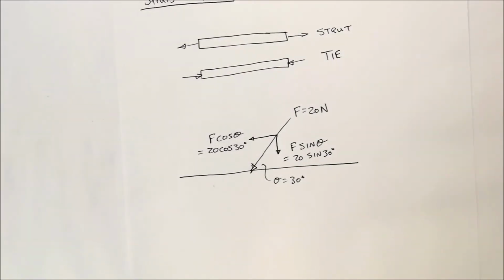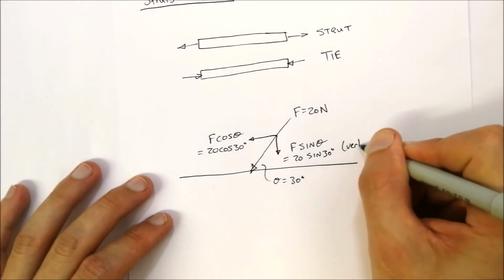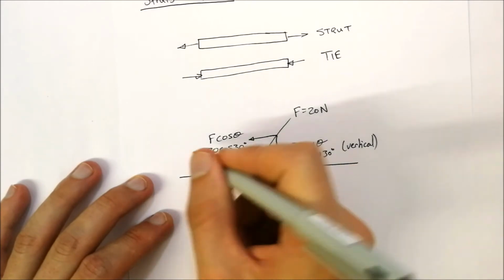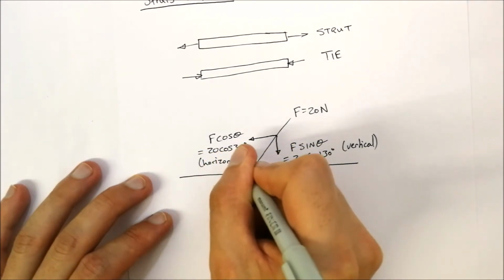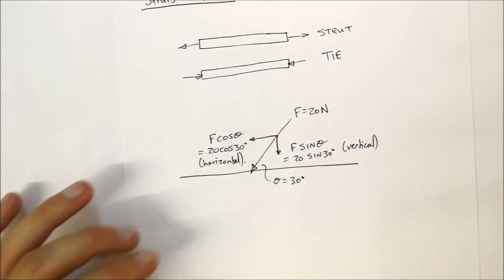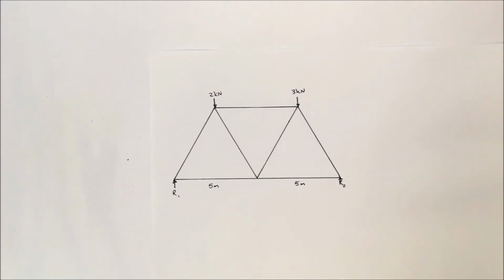Just keep in mind in terms of what is vertical, so this is for vertical, and this is for horizontal. We always use cos for horizontal scenarios and always use sine for vertical scenarios. Again, best to explain this using an example.